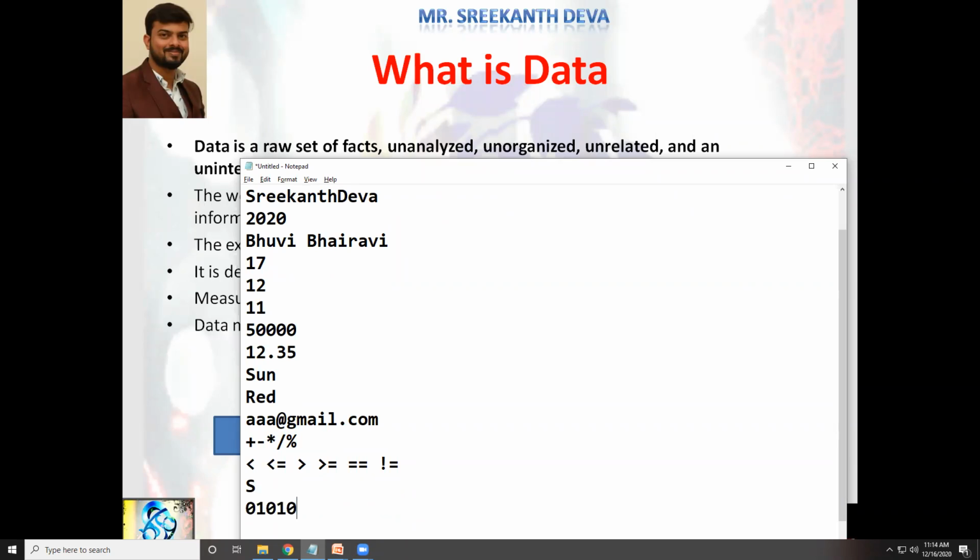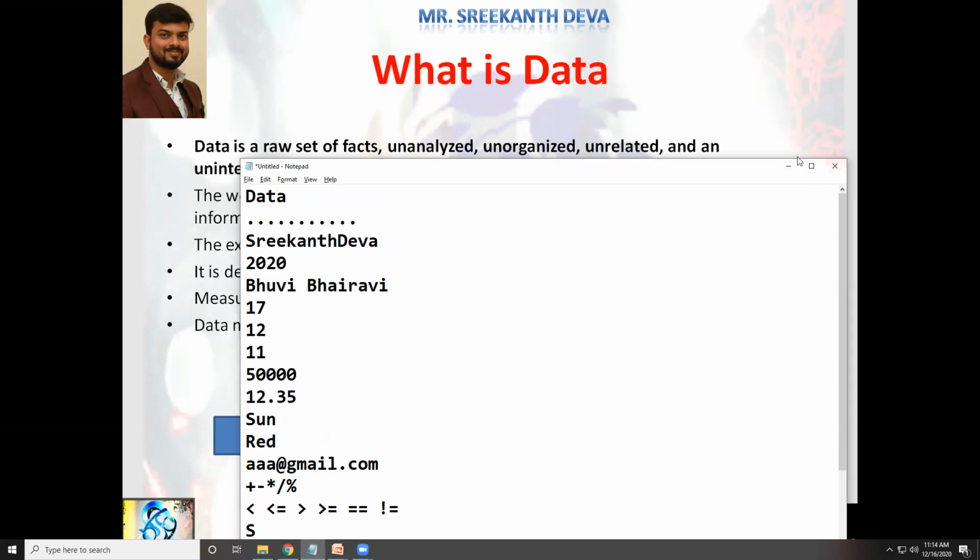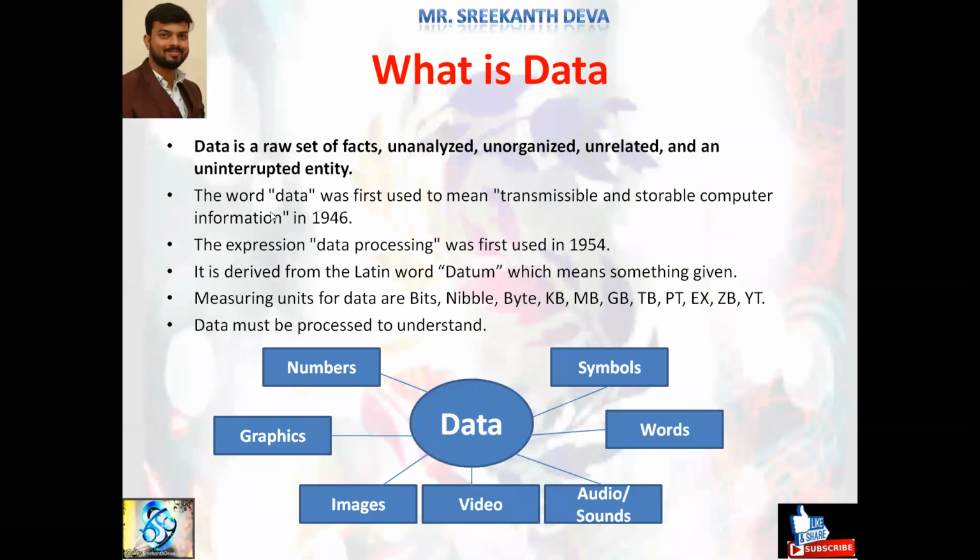So these are all related to data only. I hope all are understood about what is data, right? Data is nothing but a raw set of facts. It is unanalyzed, unorganized, unrelated, and uninterpreted entity. Okay. Here you need to understand one more word.